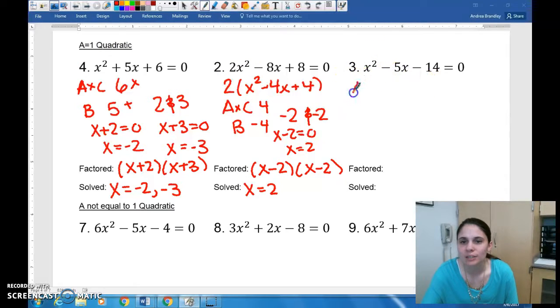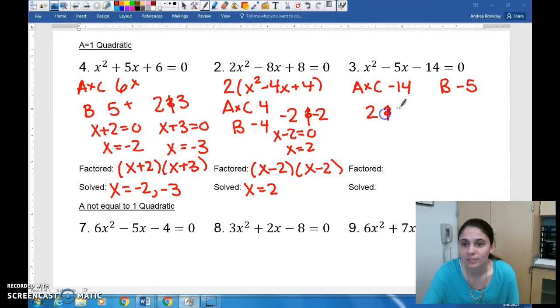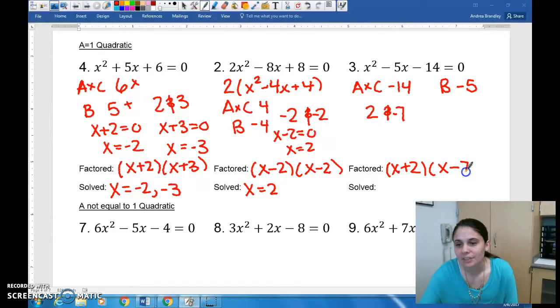So I have 1 times a negative 14. So my AC is a negative 14. And my B is a negative 5. So two numbers that multiply to negative 14 add to negative 5. So 1 and 14 is not going to get to 5. 2 and 7, that could get to 5. I've just got to figure out what's positive and what's negative. So if this multiplies to a negative 14, one of my numbers has to be negative. And if it adds to a negative 5, it's got to be a negative 7, because negative 7 plus 2 is negative 5. If I did a negative 2 plus 7, that would be a positive 5, and that's not what I want. So remember, when I factor, my signs stay with me. So this was a positive 2 and a negative 7.